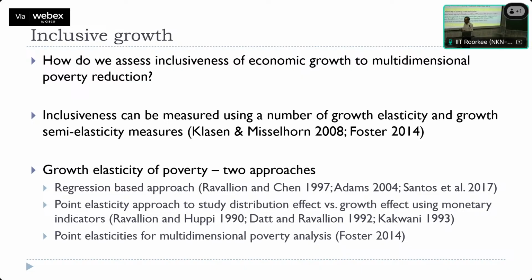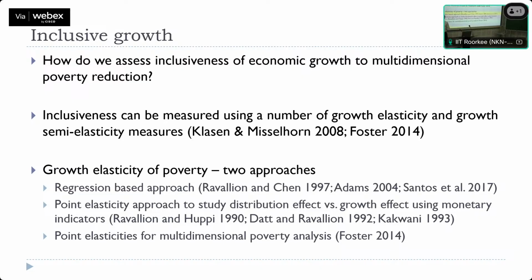You can look at semi-elasticity, but they're not point estimates. You do not look at each region, each country. So if you ask, how has Uttar Pradesh performed? How has Bihar performed? And so on. You do not get that answer directly because from a regression you see the regression estimates overall. Then you can try to do point elasticity. Point elasticity means you do country by country, region by region. Each country, how it has performed.